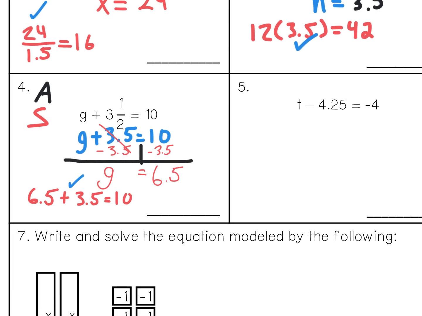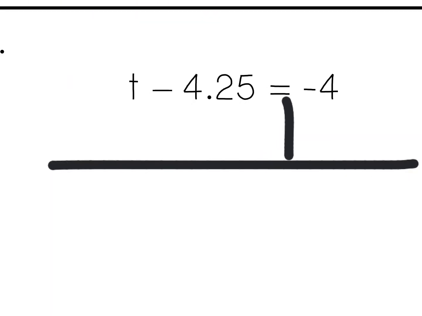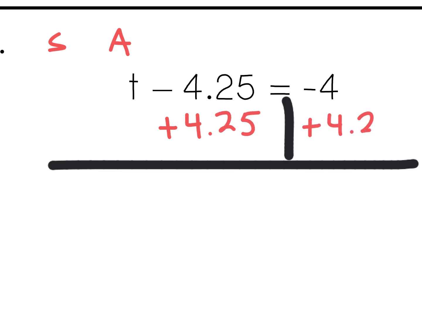Let's try it again. Now, please, on your paper, write the T-chart. It's so helpful in the future. Please write the T-chart. Okay? So, what do we have currently? T minus 4.25. So, how do I undo subtraction? I have to add. So, plus 4.25 on both sides.